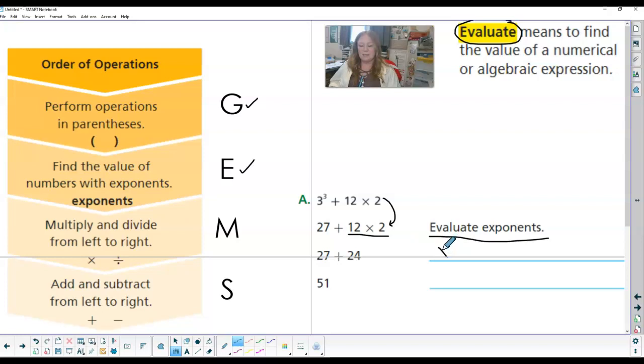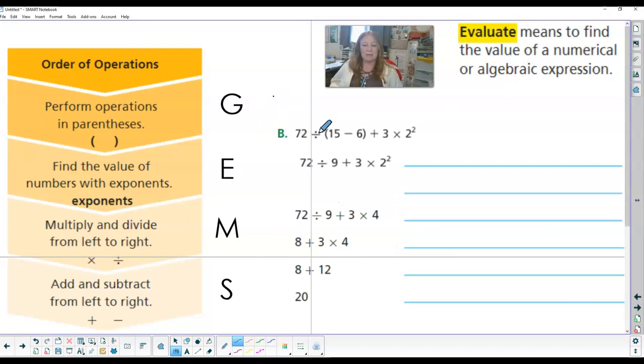So the next thing we had to do was multiply to get from here to here. So they did 12 times 2 is 24. Bring down this. So I like to underline the part that I did and bring everything else down. So now we just have this left. So the next thing we had to do was add. 27 plus 24 is 51.